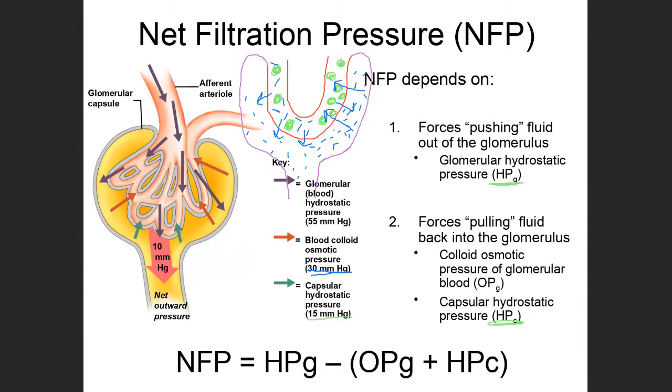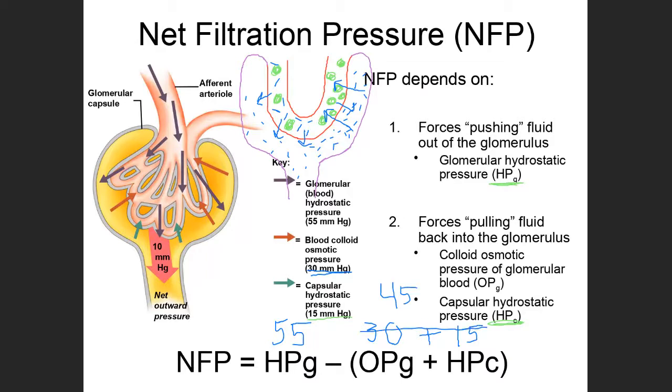So if we were to calculate the net filtration pressure, again, this is the overall pressure that's pushing stuff out of the glomerulus and into the glomerular capsule, we have to account for both the force that's pushing stuff out, but these two forces that are tending to pull stuff back in as well. We've talked about the force that's pushing stuff out and the fact that it is equal to 55 millimeters of mercury. We've also talked about the capsular hydrostatic pressure being equal to 15, our colloid osmotic pressure, which is the one that we just finished up talking about, equal to 30. So these two together are equal to 45.